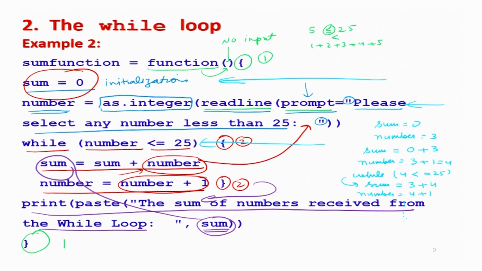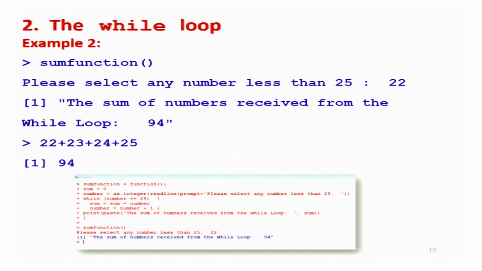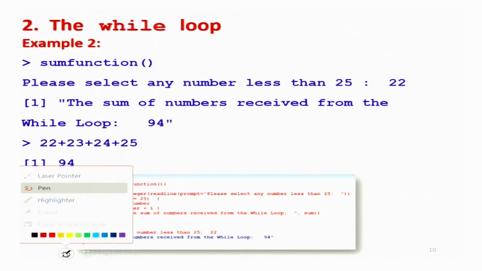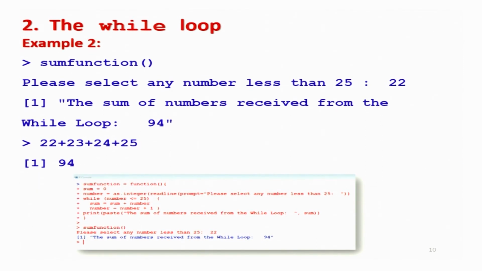For example, if I try to execute this program on the R console, you can see what is happening. I just type the sum function with parentheses, and it asks me to please select any number less than 25. I give, suppose, 22. Now what will happen? It will print all the numbers from 22 up to 25, so 22, 23, 24 and 25, because my condition is to repeat the loop while the number is less than or equal to 25.